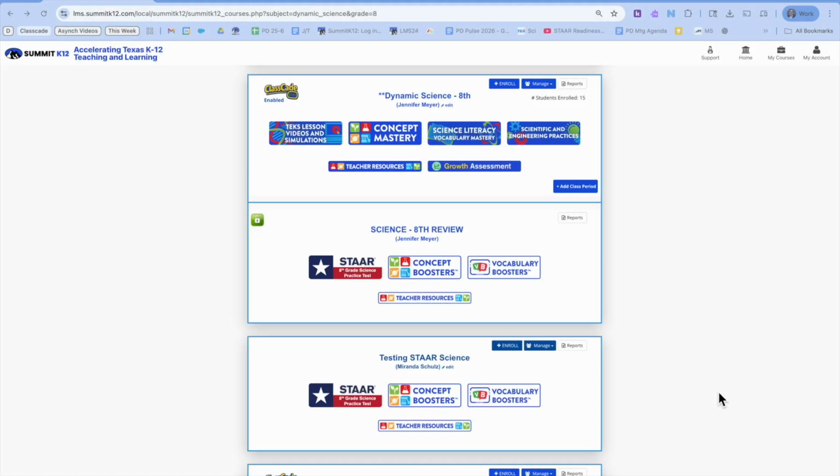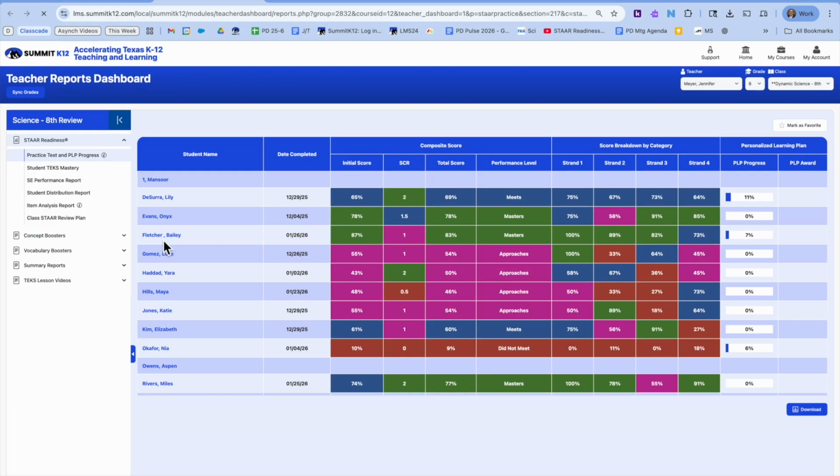We're going to look at the STAAR Readiness Report called Class STAAR Review Plan. From your dashboard, click on My Course. From your My Course page, for the class you'd like to investigate, click on the Reports button in the bottom section for the STAAR Review. Look at the left navigation bar. Under STAAR Readiness, we're going to look at Class STAAR Review Plan.